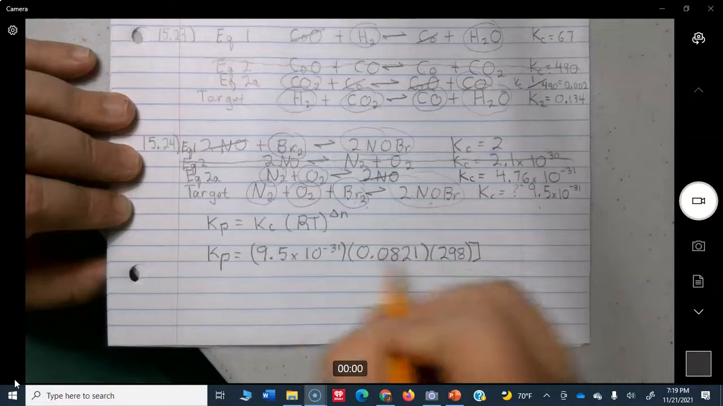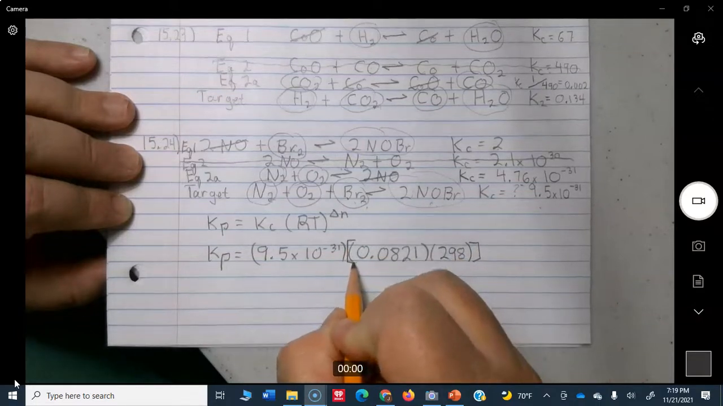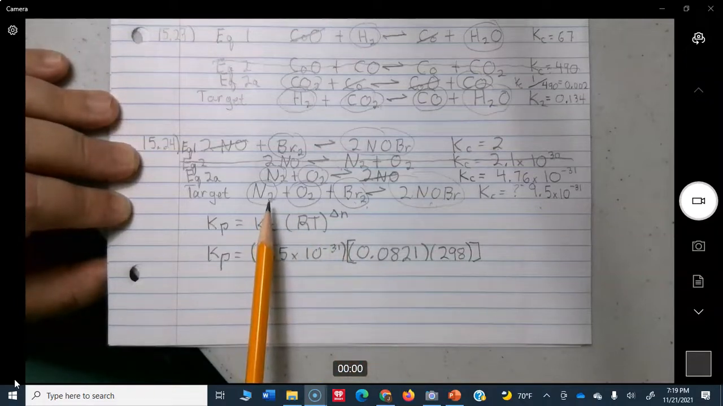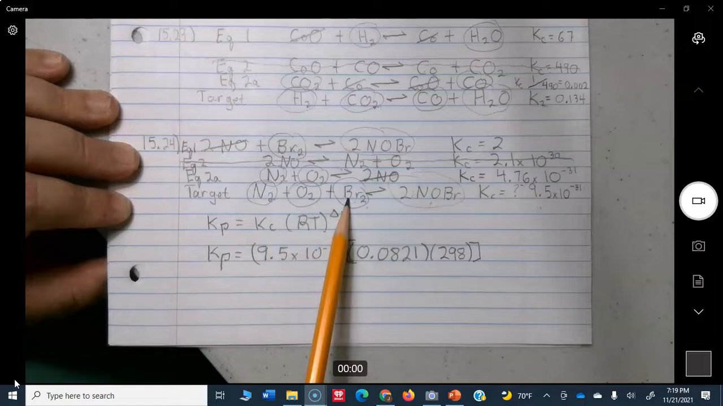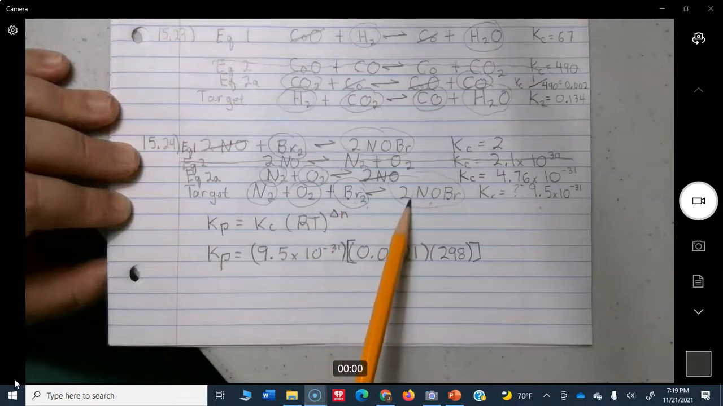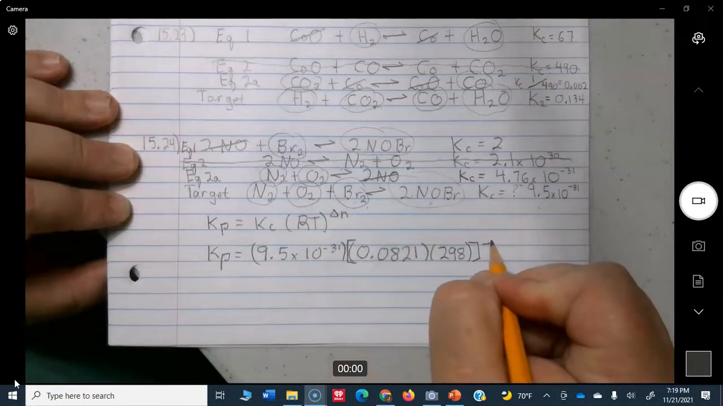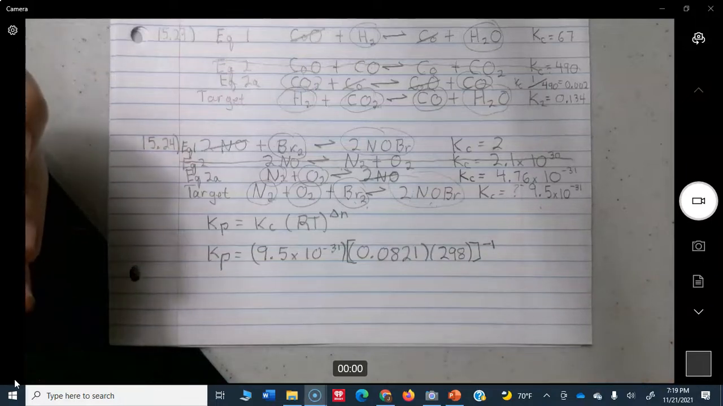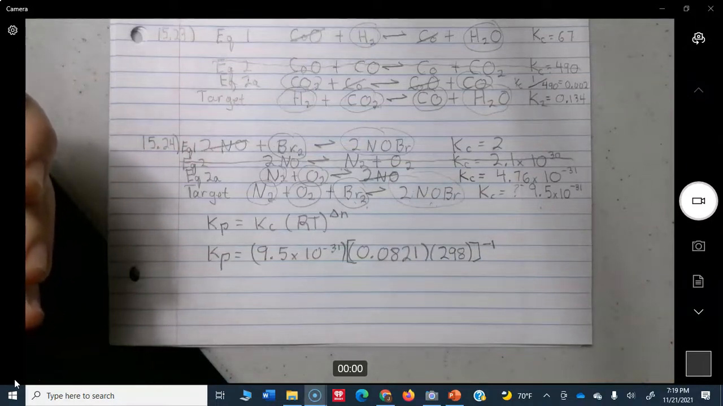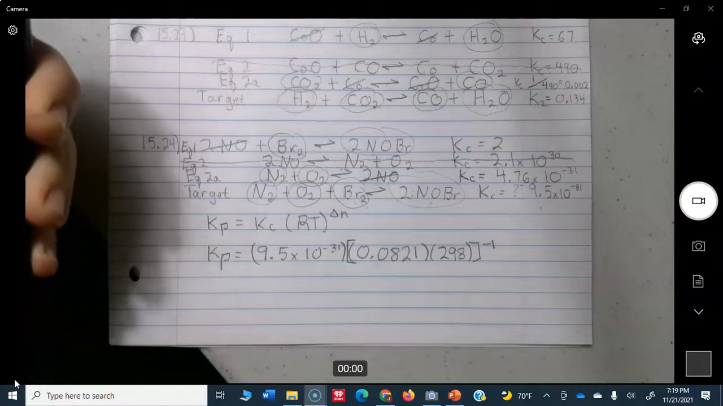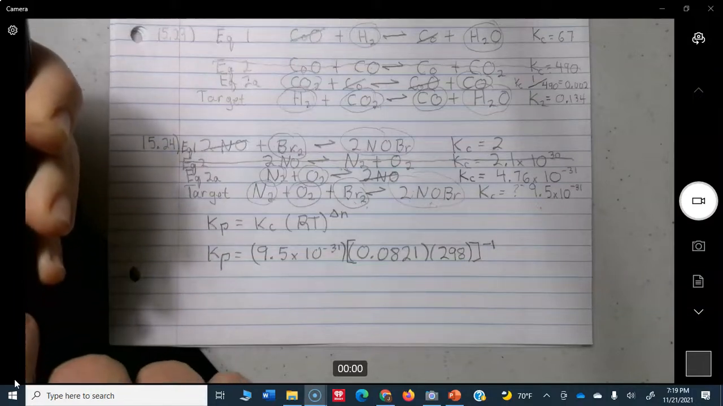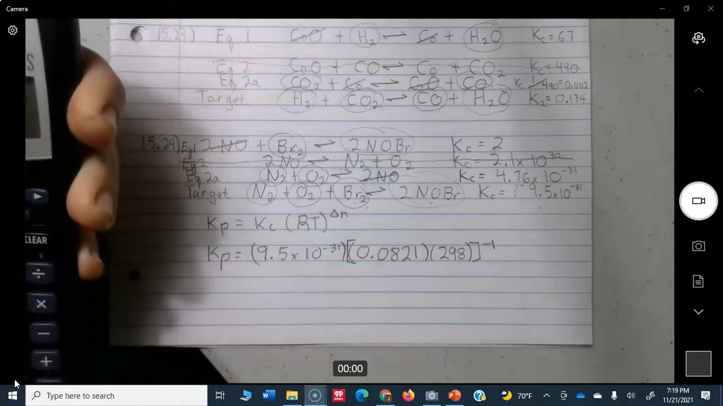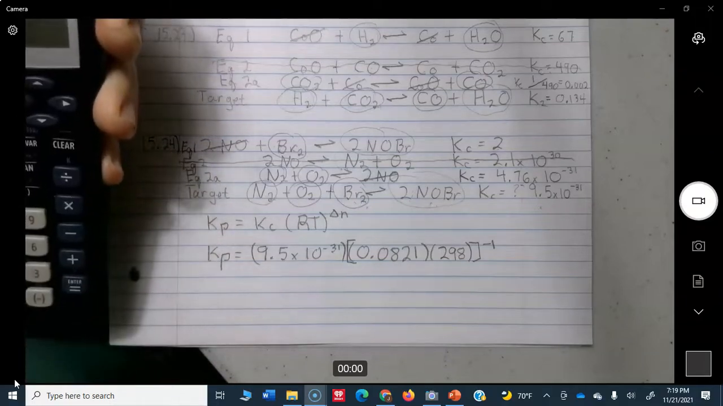And then I'm going to use square brackets in place of double parentheses. And the change in moles. So the change in moles of the target is, you have 1, 2, 3 moles on this side and 2 moles on this side, so it's -1. So we're going to multiply 0.0821 times 298 equals, that gives us 24.47, and then we're going to raise that to the exponent of -1, and that gives us 0.04.